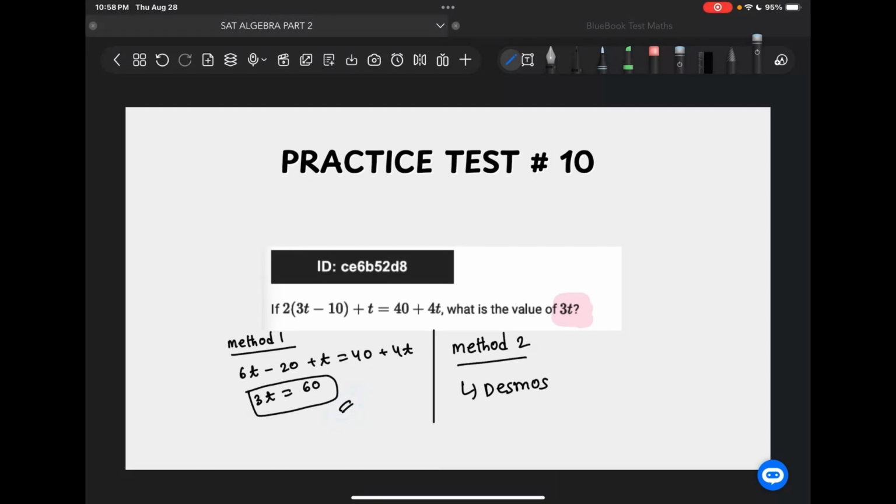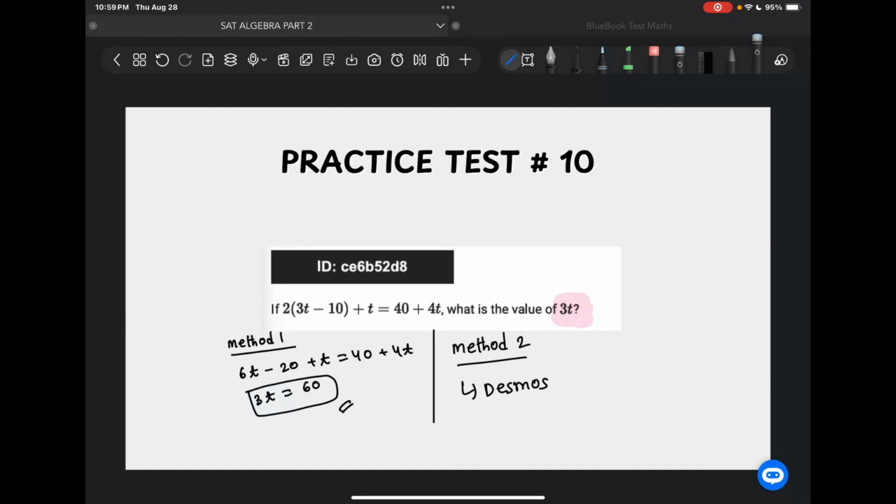And now just one thing: you can initially solve for t, and then multiply the value you get with 3 to get the value of 3t. However, since we are asked to find the value of 3t and we are already getting 3t from here, I don't think you need to solve for t, because it's just much faster.